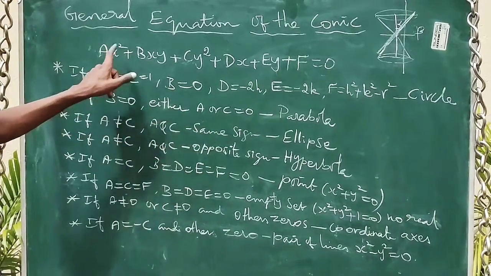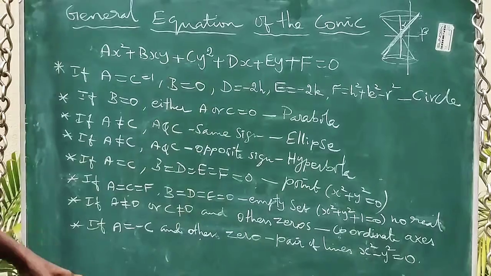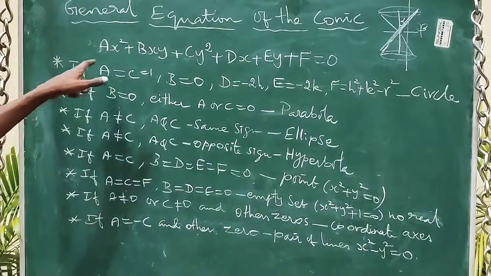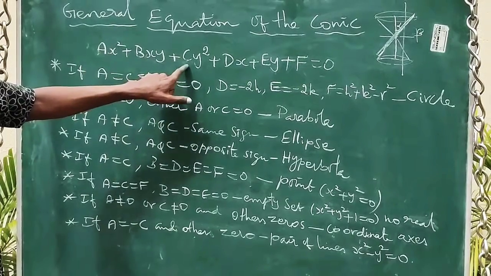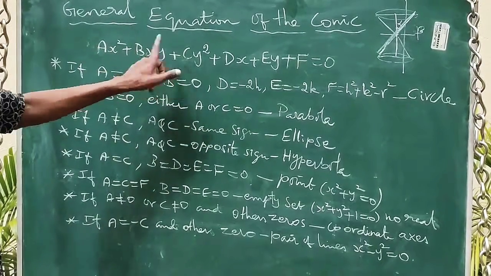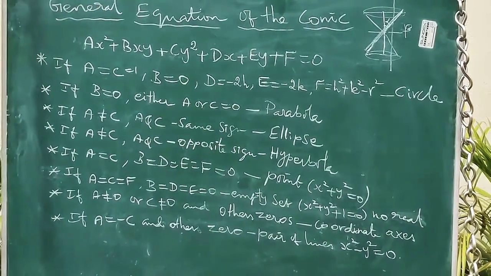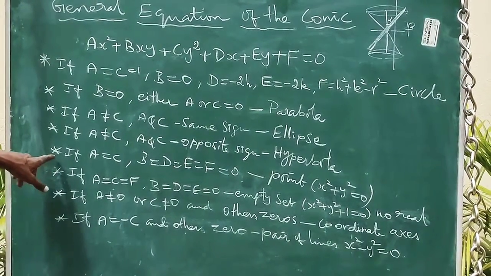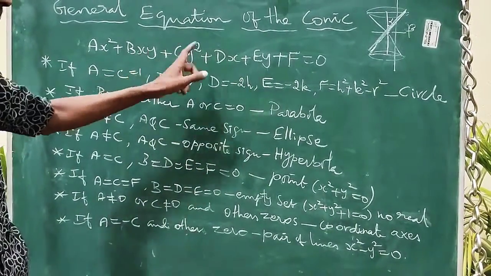Same sign means both A and C positive or negative, then it represents an ellipse. Okay, fourth one, similarly, A not equal to C and the opposite sign, positive negative or negative positive, means it represents a hyperbola. Are you clear?